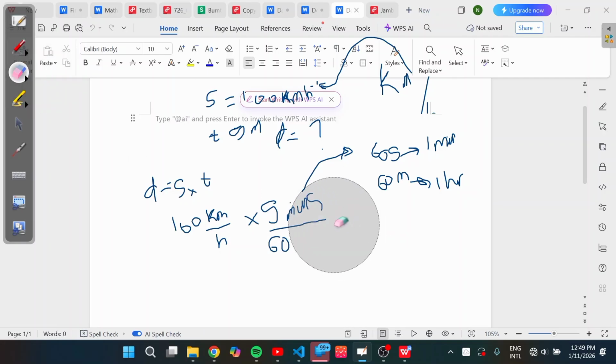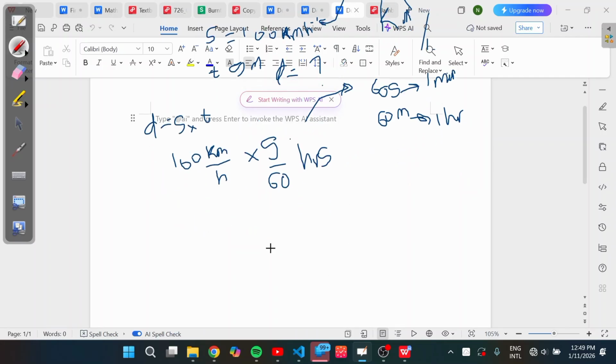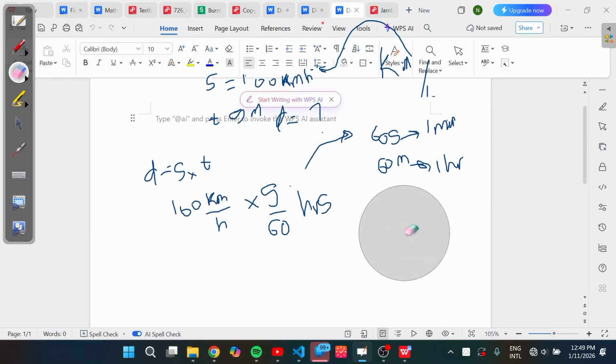So let me clean off this minutes here, because this 5 over 60 now makes it hours. Okay, so it's no longer 5 minutes, 5 over 60 now gives you hours when you divide it. So let me just clear off this HRS to match the hour here. So let me use a different color of pen. When we cancel the hour, we're left with kilometer because there's no kilometer to cancel it with. So our final answer of the distance will be in the unit of kilometer.